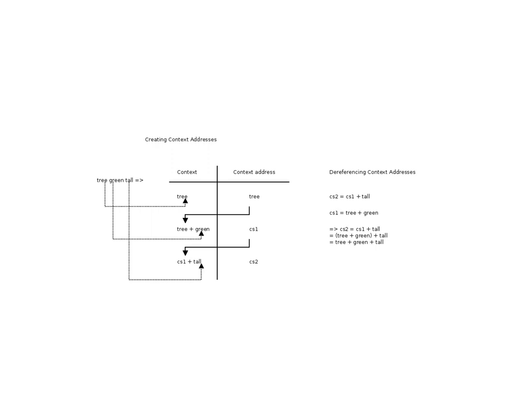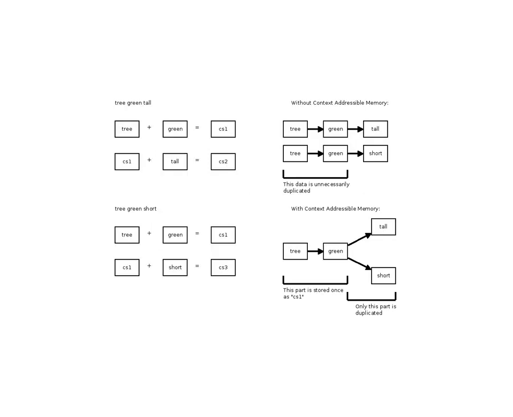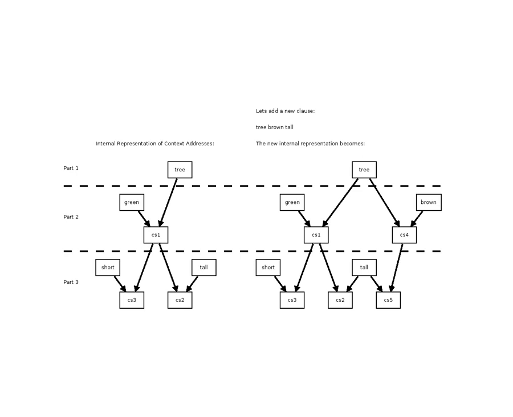Now if we have two clauses starting with tree, say tree green short, then we can recycle CS1, which represents tree green, and then we can add short to produce CS3. Note that we do not have to store tree and green again, so we are representing two word pairings with just one symbol, CS1. The second time we have a shared context in a clause. Now, what all this means is that we can do fuzzy searching on contexts.